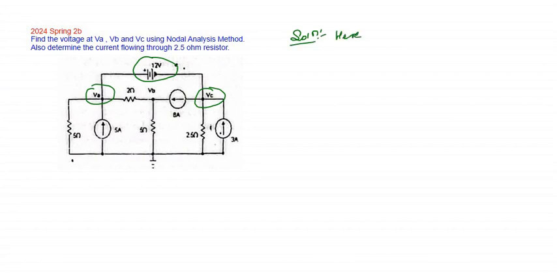Here, node A and C form a supernode. Therefore, the supernode gives an equation of the voltage. Here we can see from the figure voltage A and voltage C. Between them, there is a 12 volt voltage source, and we can write VA minus VC equals 12.